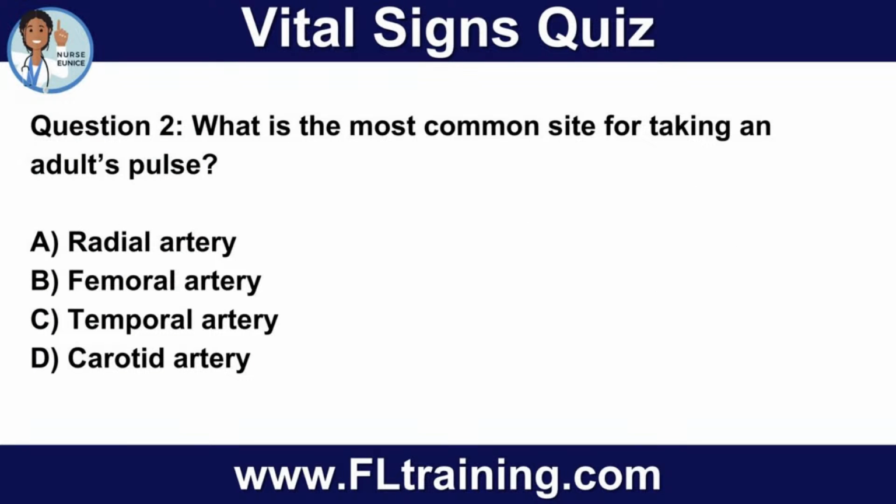Question number two. What is the most common site for taking an adult's pulse? Is it A, radial artery, B, femoral artery, C, temporal artery, or D, carotid artery? Yes, everybody has the answer correct.